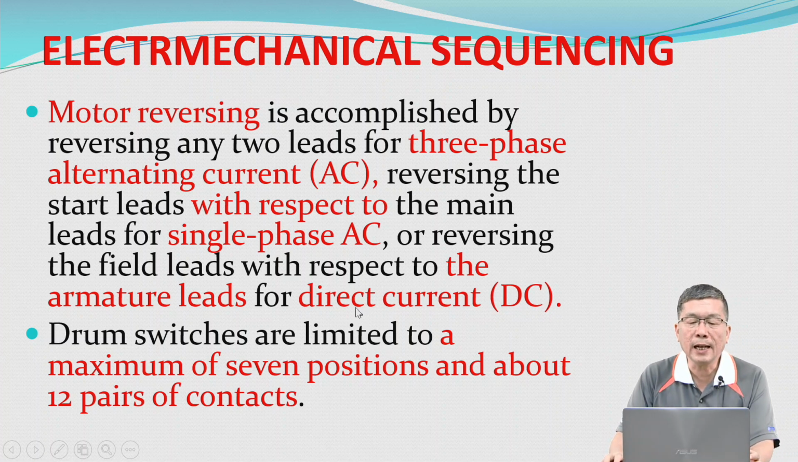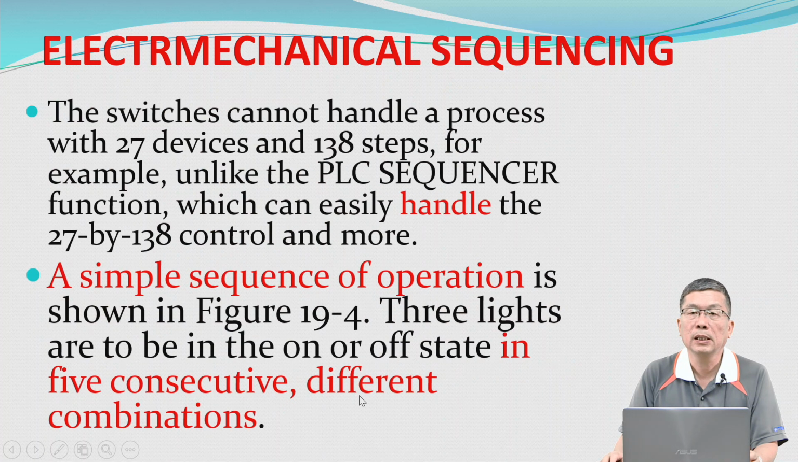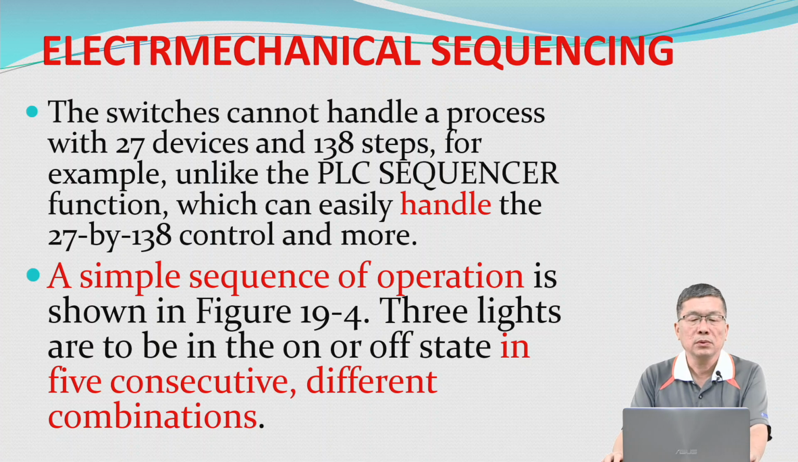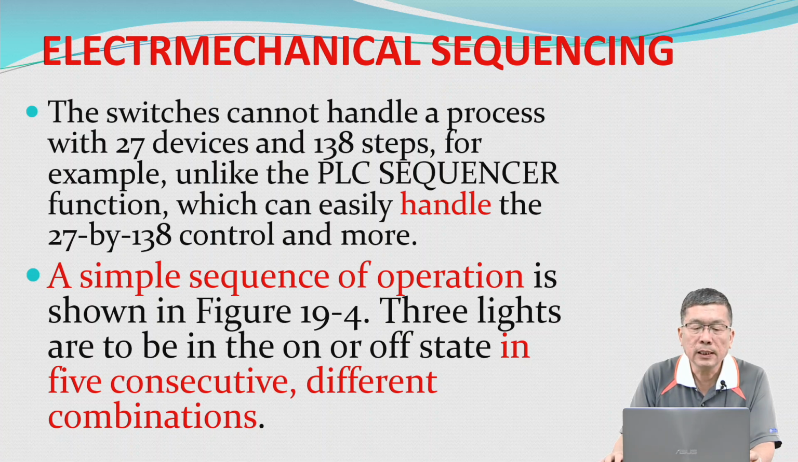Drum switches are limited to a maximum of 7 positions and about 16 pairs of contacts. The switches cannot handle a process with 27 devices and 138 steps, unlike the PLC sequencer function, which can easily handle the 27 by 138 control or more.